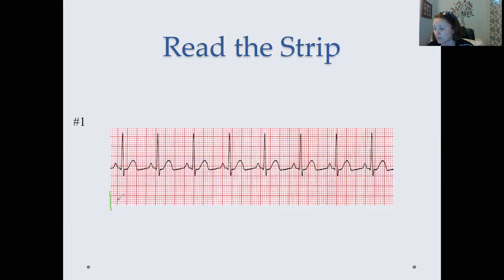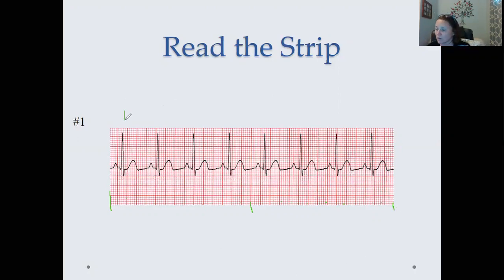So we'll start from here. We've got 1, 2, 3, 4, 5 is 1 second. 1, 2, 3, 4, 5 is 2 seconds. 1, 2, 3, 4, 5, there's 3 seconds. 1, 2, 3, 4, 5, 1 second. 2, 3, 4, 5, 2 seconds. 1, 2, 3, 4, 5. So this is a 6-second strip.